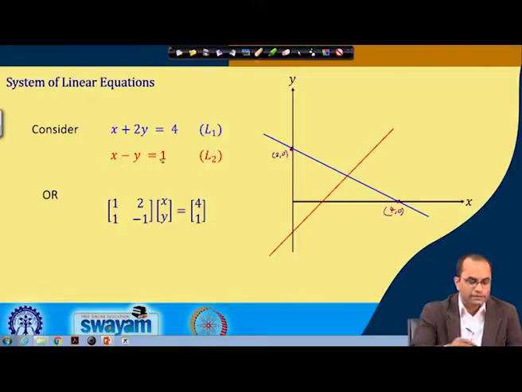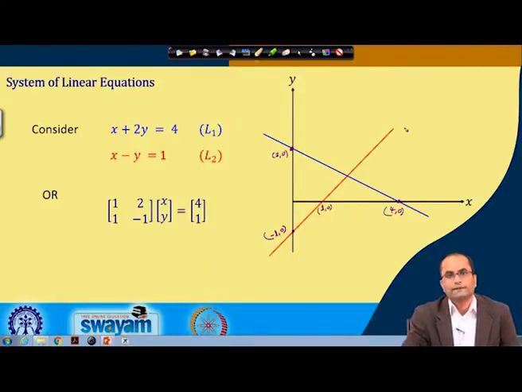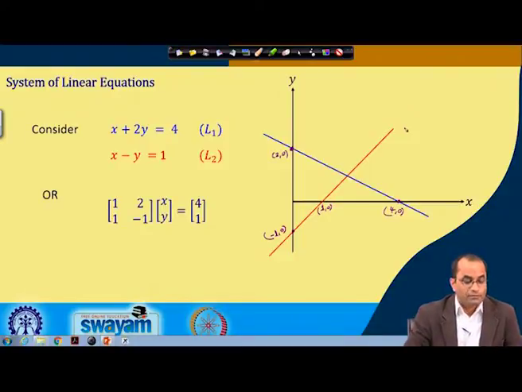Here, when x is 0, y is minus 1, so this is the point 0, minus 1, and then we can have another point, for instance, when y is 0, x is 1. So, this is the point 1, 0, and then we can draw this line given by x minus y is equal to 1. Now, as we see in this picture, they intersect at some point here.